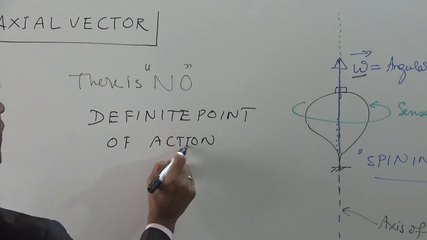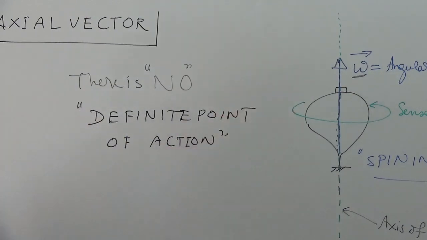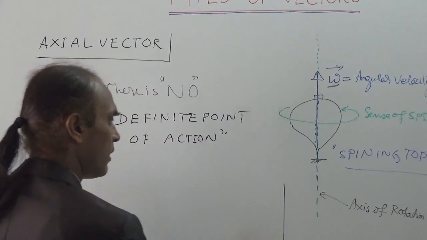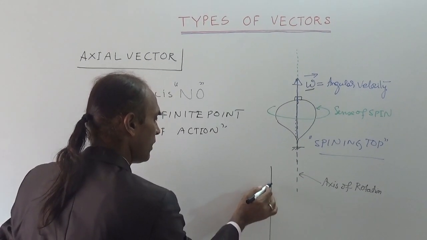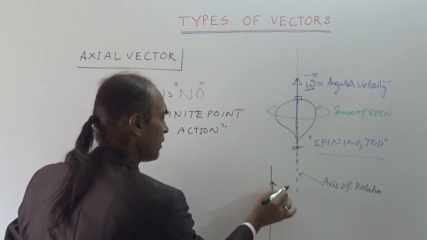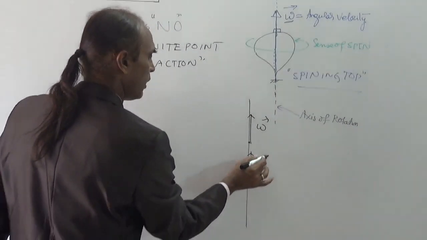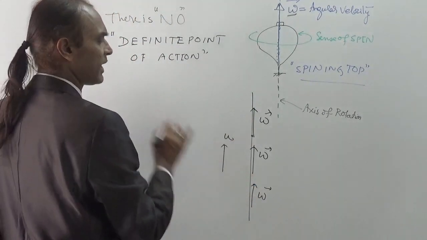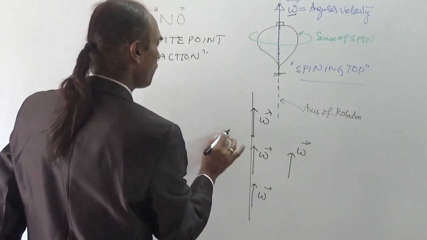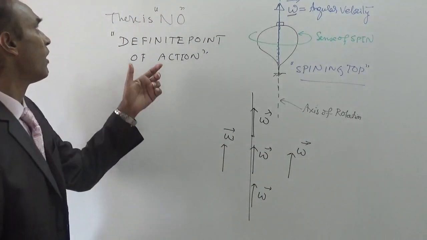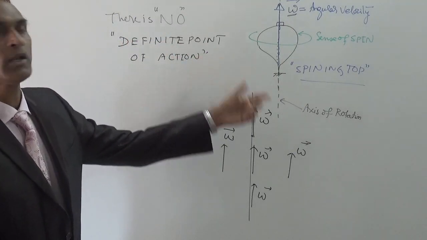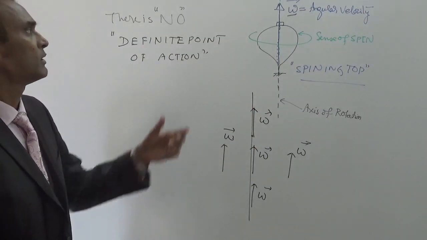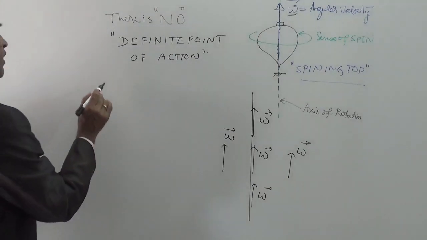We cannot say exactly at which point the angular velocity vector is acting on the top, but definitely it is acting along the axis of rotation. Maybe if you draw the vector in this way, or draw the vector parallel to the axis of rotation also, it is correct. So in this way, the exact point of application of this vector is unknown. We cannot define the exact point of application of the angular velocity vector. So this is called the axial vector.